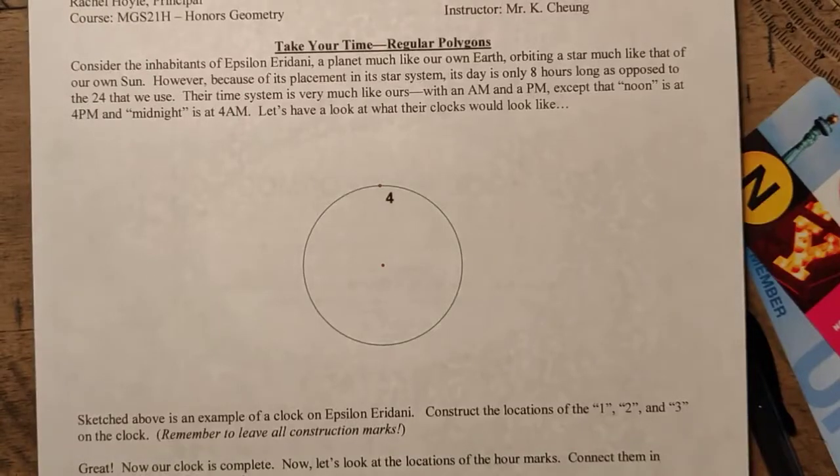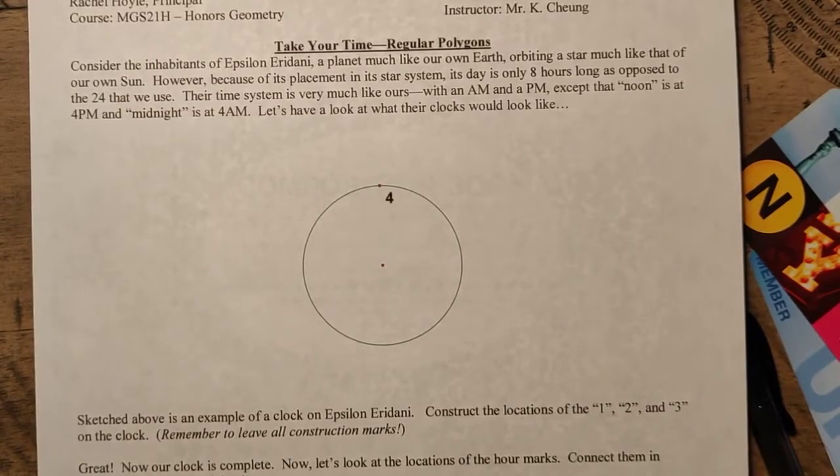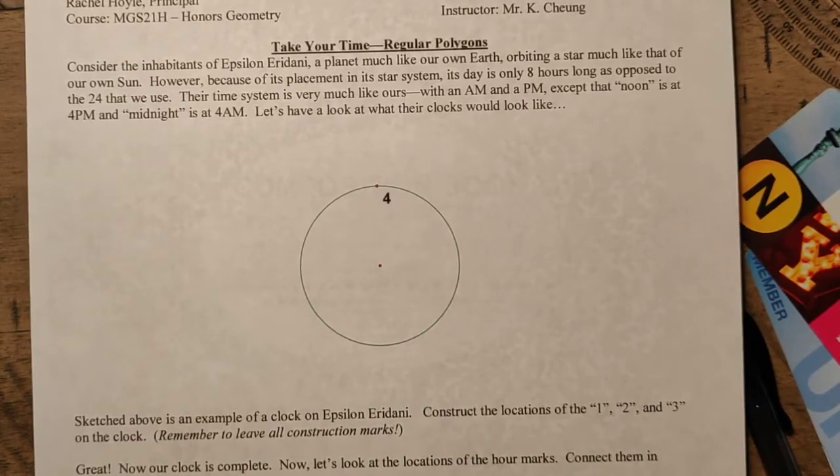All right, ladies and gentlemen, so what we're going to do now is take a look at how the other systems ought to work here. Our current time system uses 24 hours, split up over two 12-hour half days. So what would happen if we tried something else?